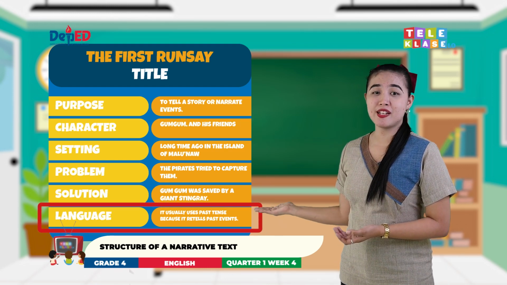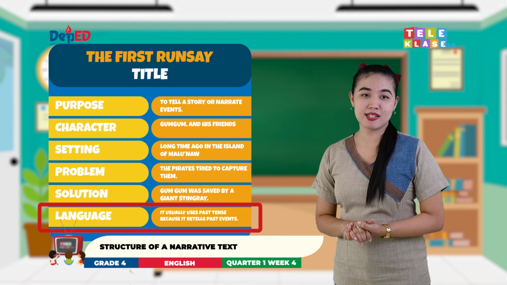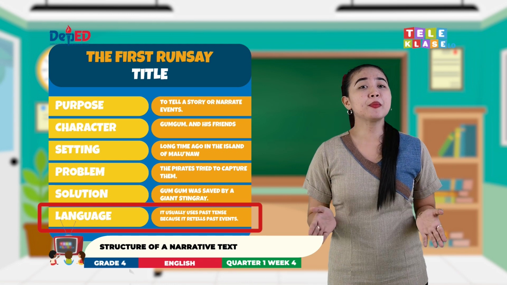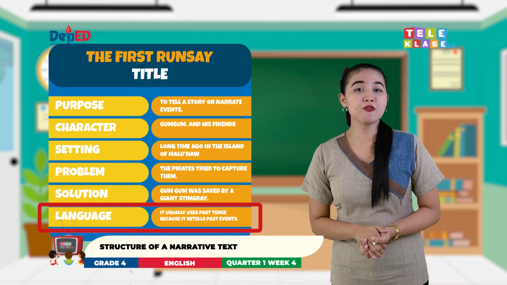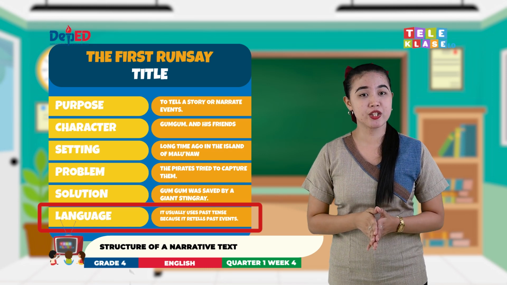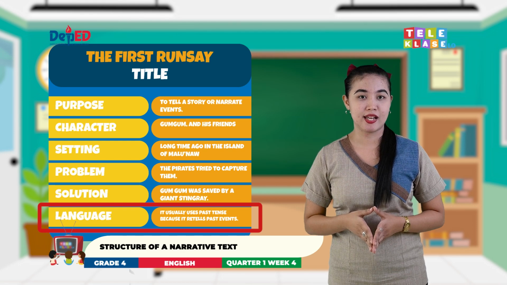The last one is the language of the story, wherein it uses past tense because it retells past events. From the previous table, we can infer that the narrative text has a purpose, structure, and usually uses a language in the past tense.